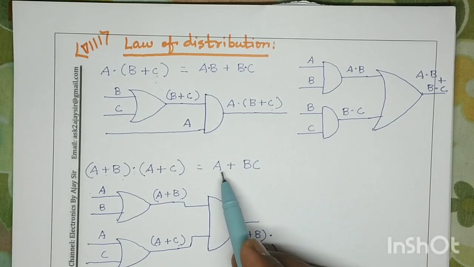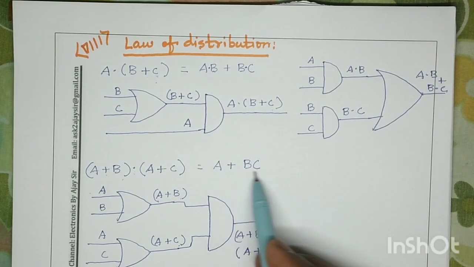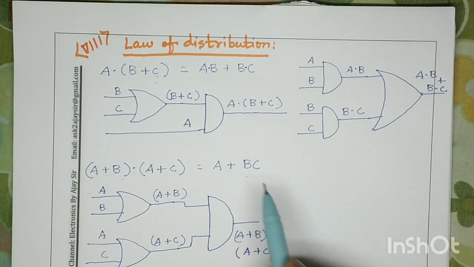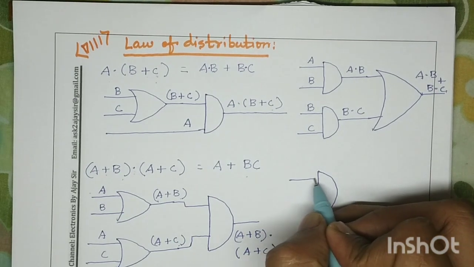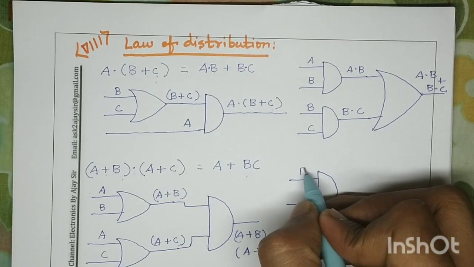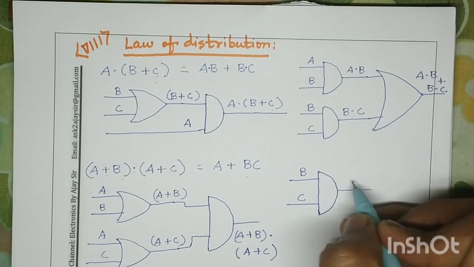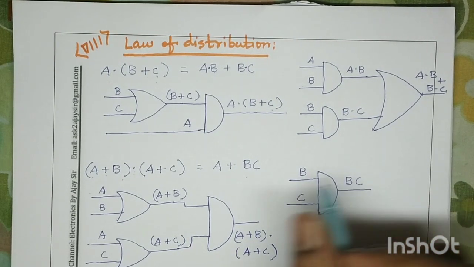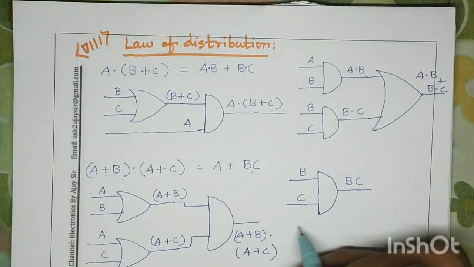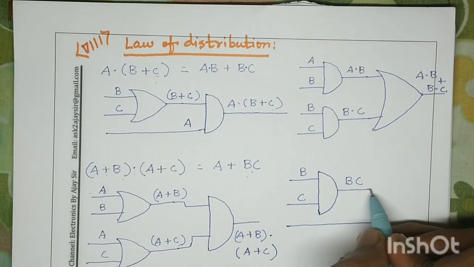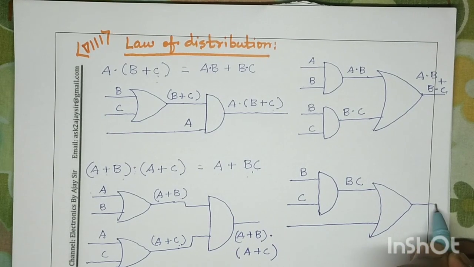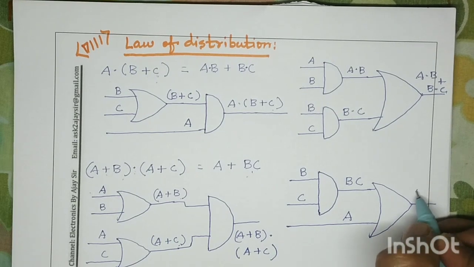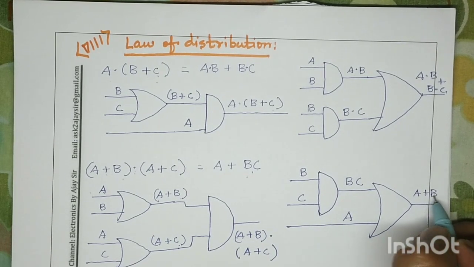Next we will implement A plus BC. To implement the circuit level implementation of this expression, first we will implement this BC. So for this BC I need an AND gate. The inputs are B and C, and it gives you the output BC. Finally this BC is OR with A, so this is A, and here it is A plus BC.